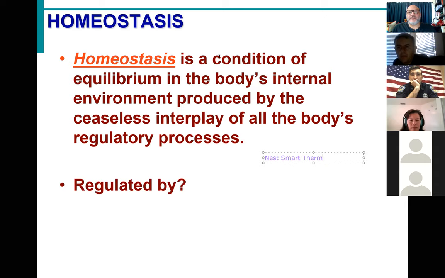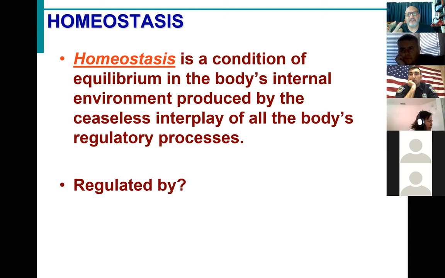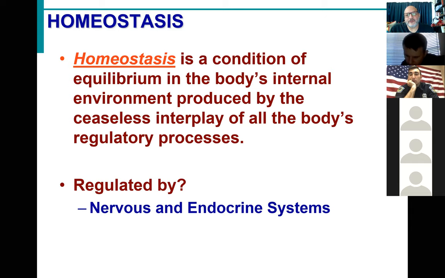And of course, I've already given it away, but answer the question for me. What do we use to regulate this process? If you remember back to when we talked about our organ systems, we had two organ systems that were specialized for communication. What were they again? Nervous system. And what was the other one? Endocrine system. There you go. It's our nervous system and our endocrine system. These are what we use to regulate this process of homeostasis, those two organ systems that are specialized for communication.